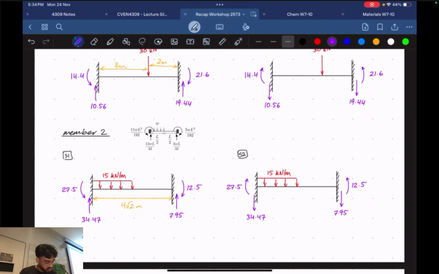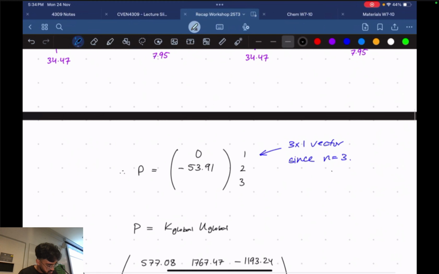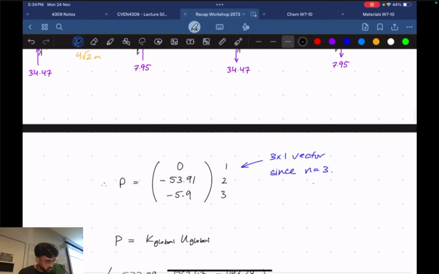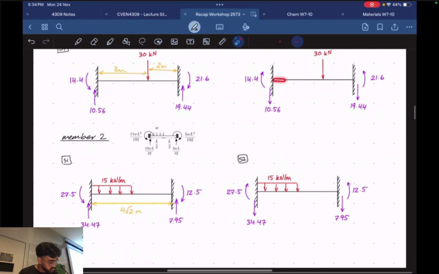21.6 minus 27.5 minus 5.9. So I'm pretty much taking, because these two combine at this point, we're taking a look at the total sum of moments at that point, right? So 21.6 is going the anti-clockwise direction, which is positive. 27.5 is going the clockwise direction, which is negative. Alrighty.